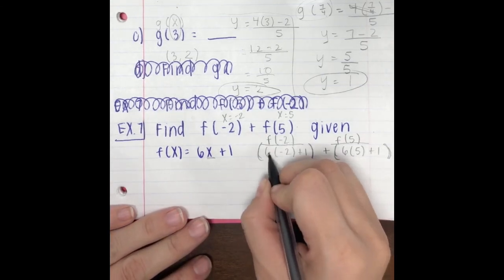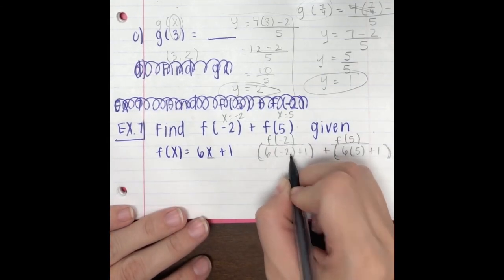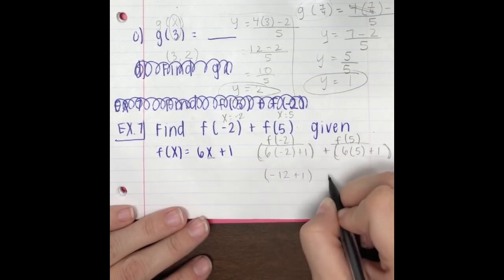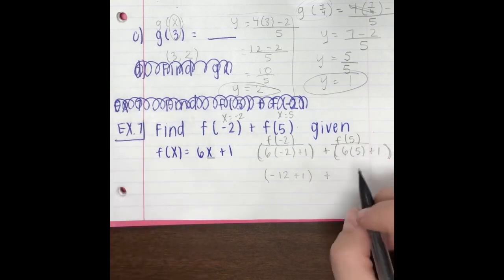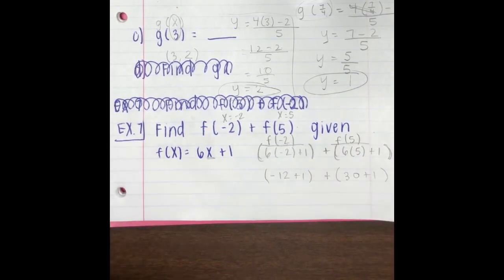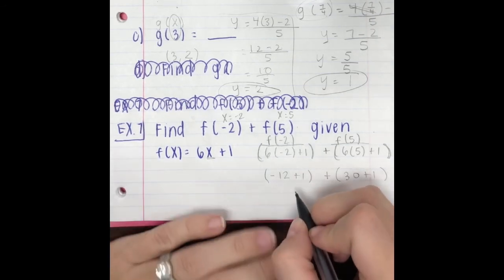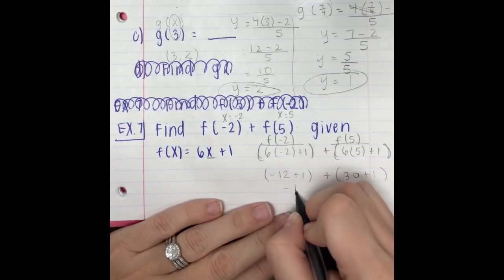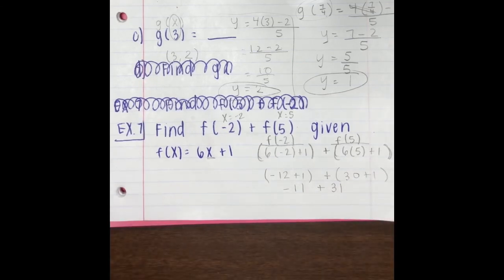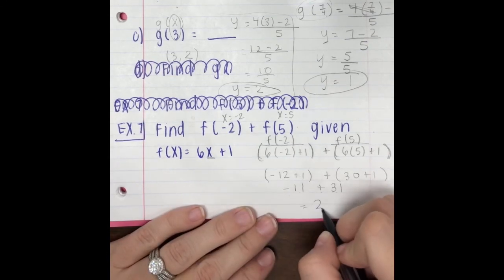So we have 6 times the negative 2, which gives me negative 12 plus 1, plus 6 times 5 is 30 plus 1. Okay? Negative 12 plus 1 gives me a negative 11, and 30 plus 1 is 31. Negative 11 plus 31 gives me a positive 20.